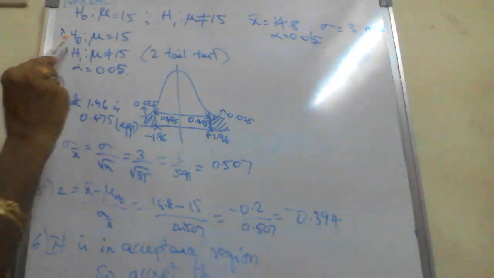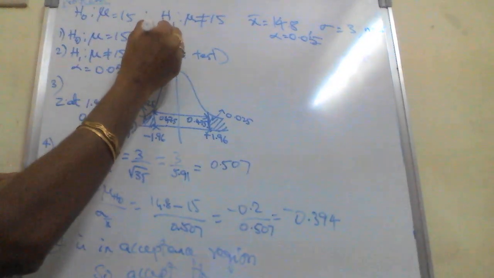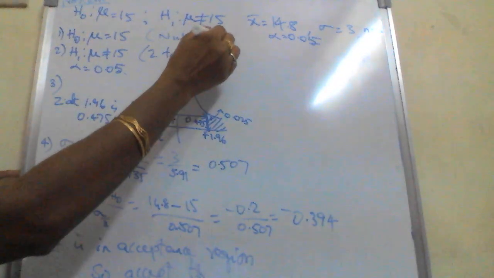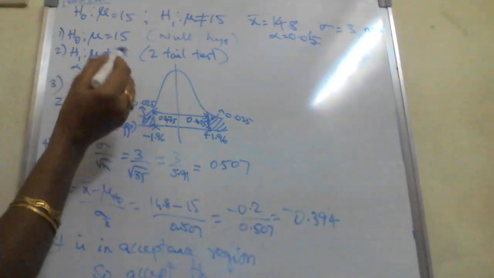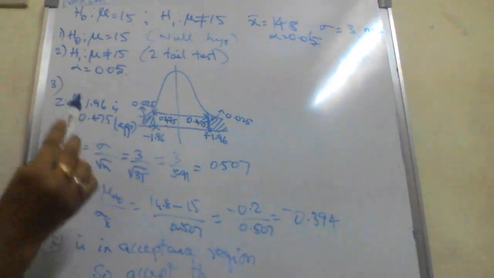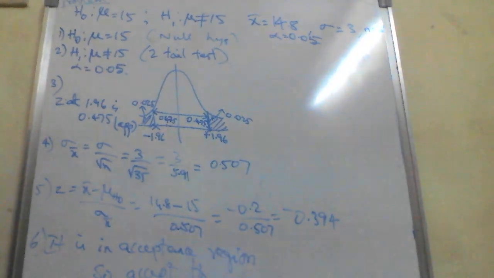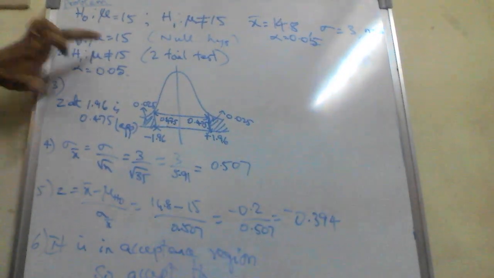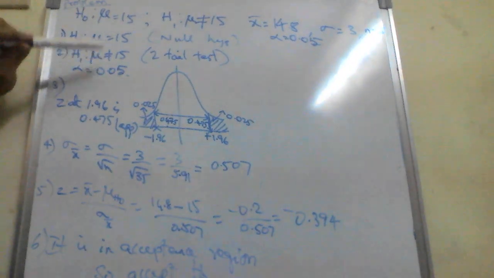As I gave you in the method yesterday, the first step is you have to write the null hypothesis. So that is H naught: mu equal to 15. And the second step is you have to write the alternate hypothesis. We are following the same method I gave you yesterday. So the first step is writing the null hypothesis, next the alternate hypothesis, whatever he has given.